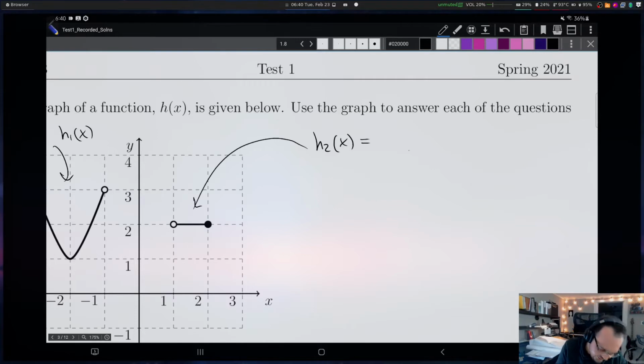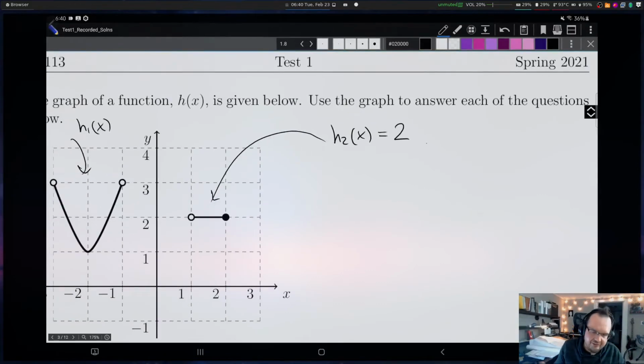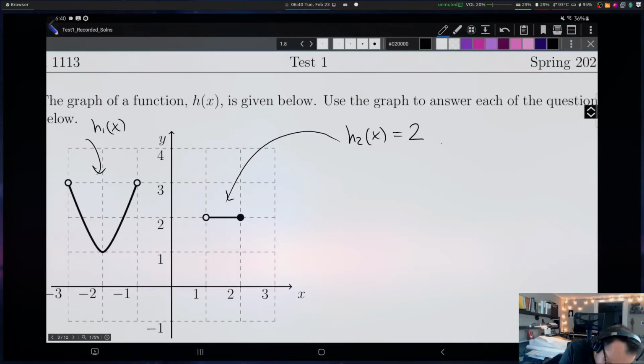All right, so this is the function that no matter what x value you give me, I just give you the output value y equals 2. It's just h of x equals 2. And we could just imagine this being defined everywhere, right? And this would just be a line. Here's the line, h of x equals 2.